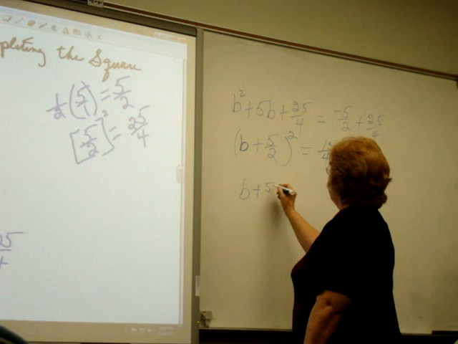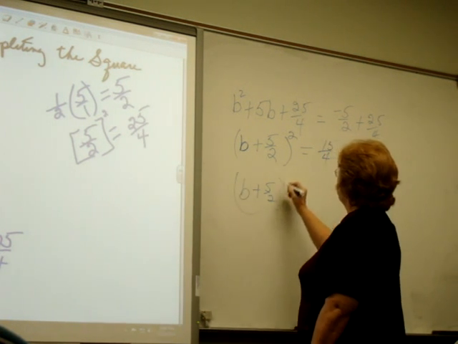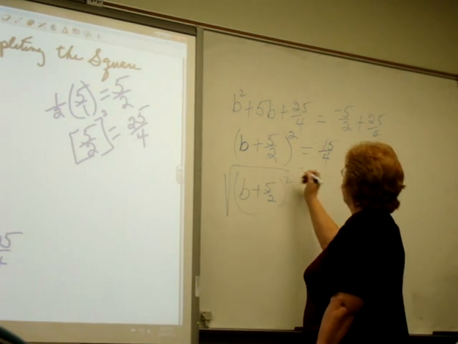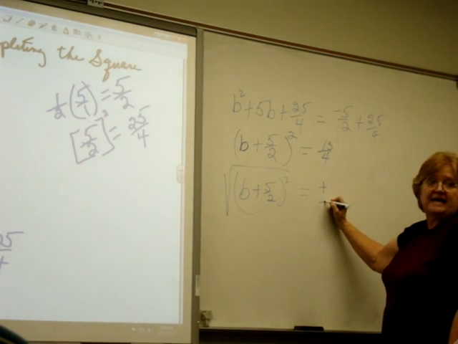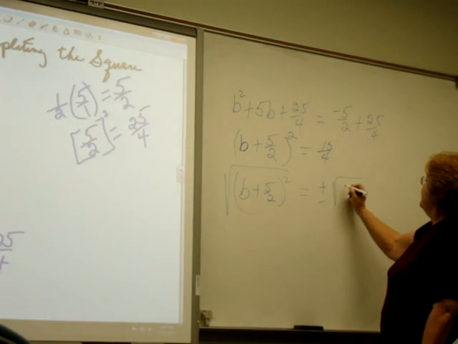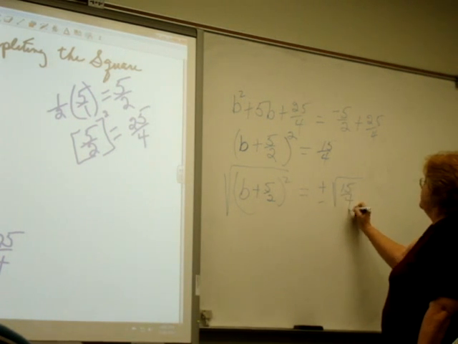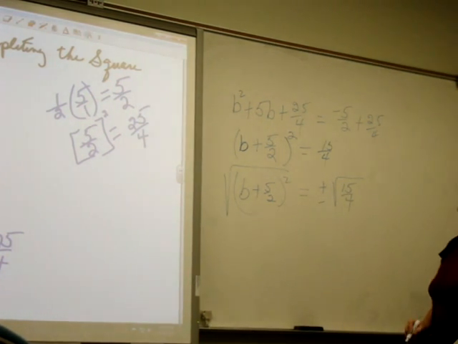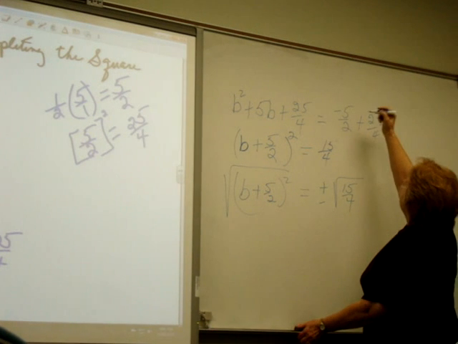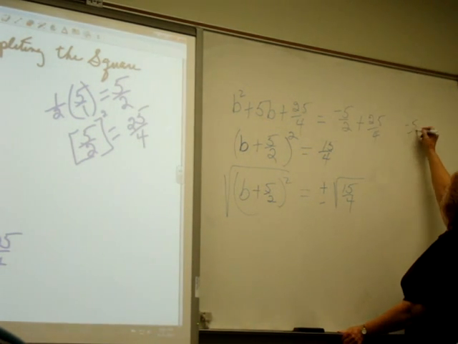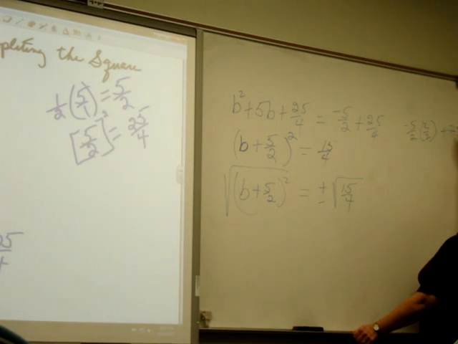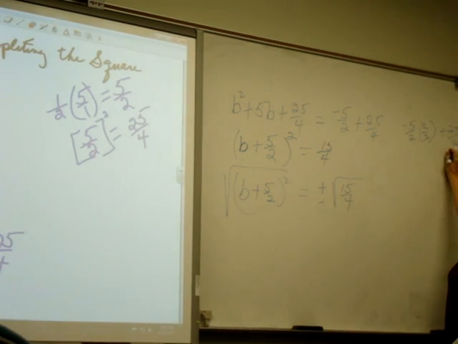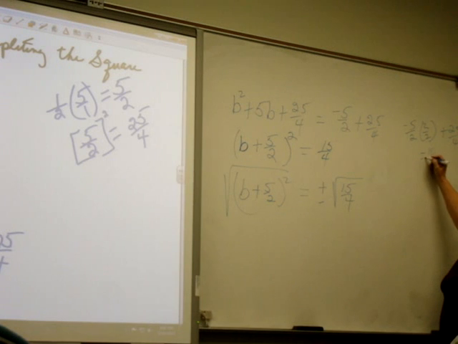B plus 5 halves squared. I'm taking the square root of it. Now what do you put over here? Plus or minus square root of 15 over 4. I take this and multiply it by 2 over 2. So I got common denominators. Okay?